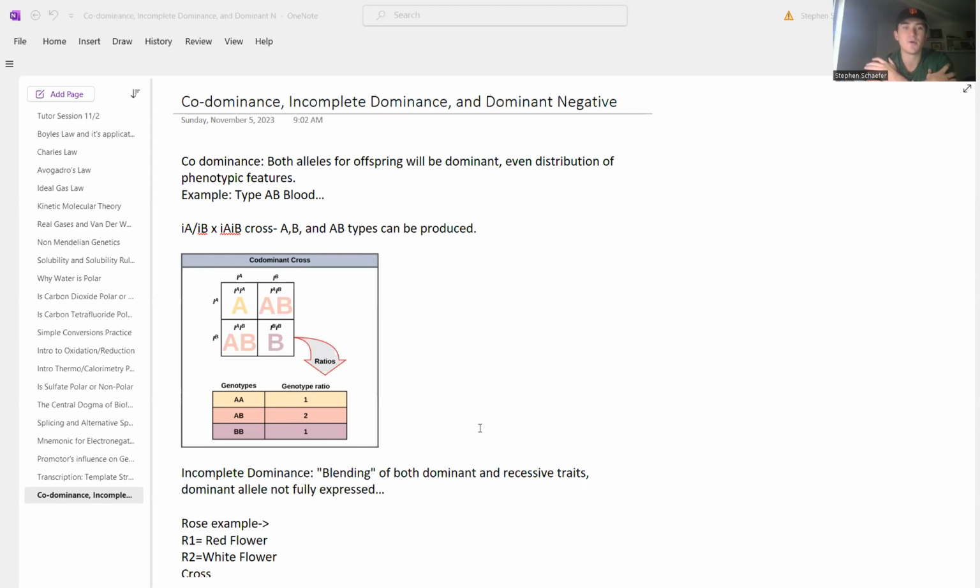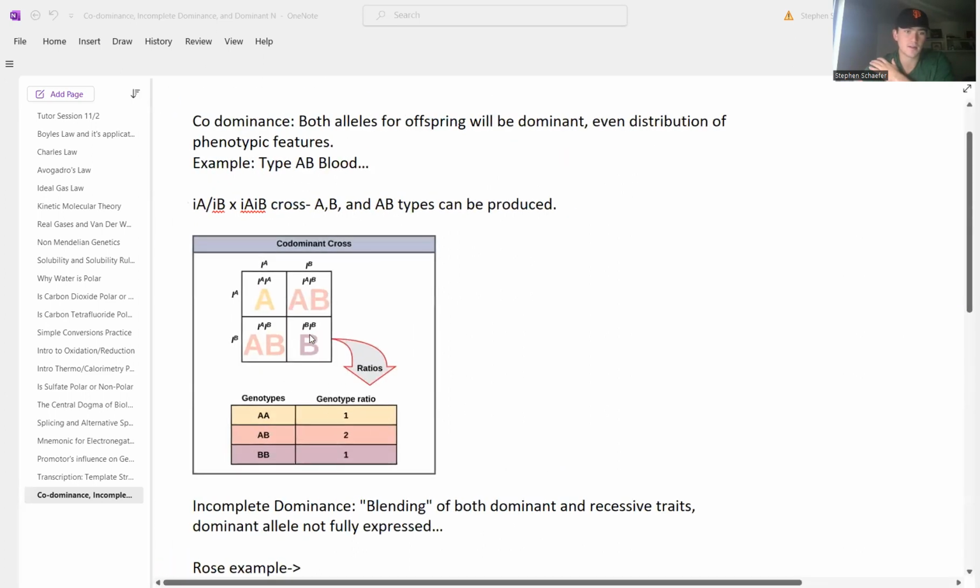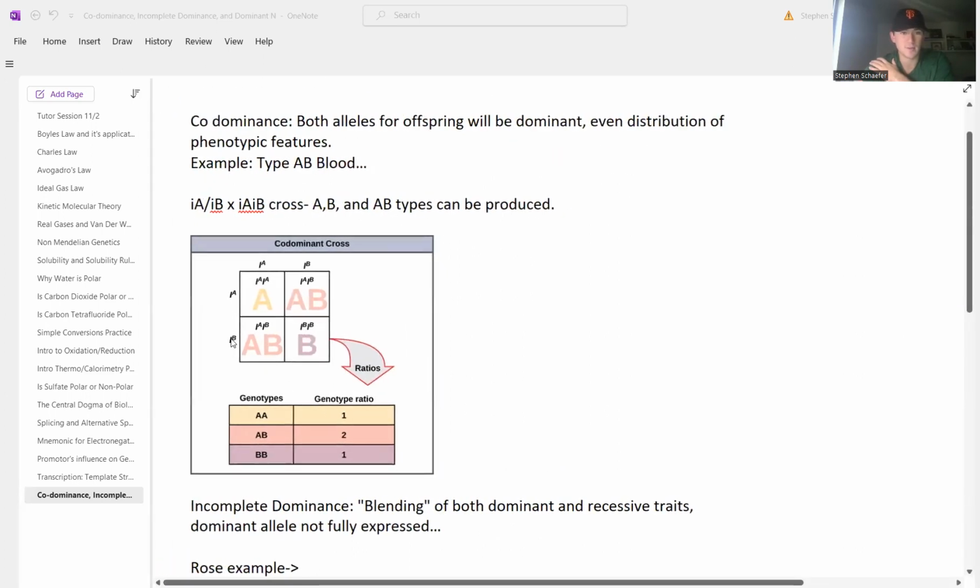In codominance, both alleles are going to be expressed as dominant, but we're going to get an even distribution of phenotypic features. Something you can think of is type AB blood. Essentially, you're crossing an A and a B, and you're getting AB. So we have a codominant cross right here. This person's already AB, and this person's already AB, the parents.